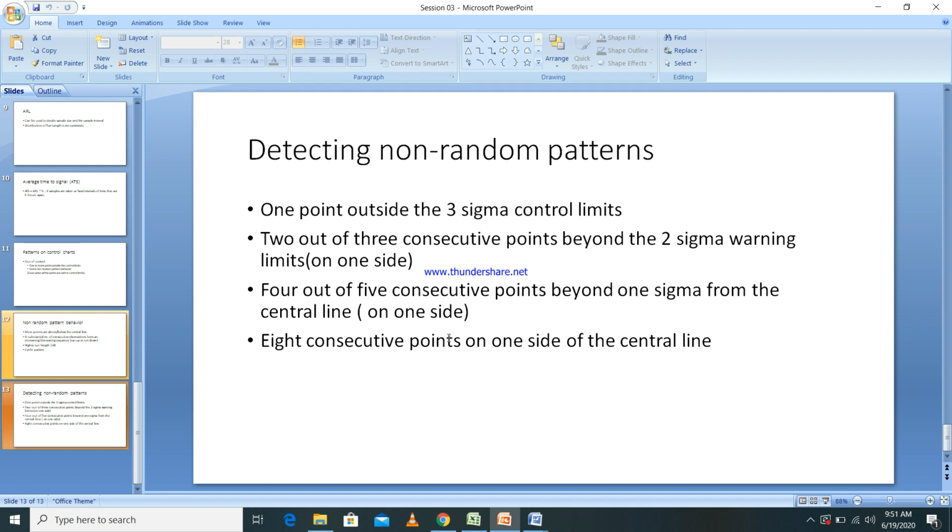In our next lecture, we will discuss these non-random behaviors of control charts and more calculations, how to construct the control charts and how to use them in the statistical quality control field in order to improve the quality of your process.